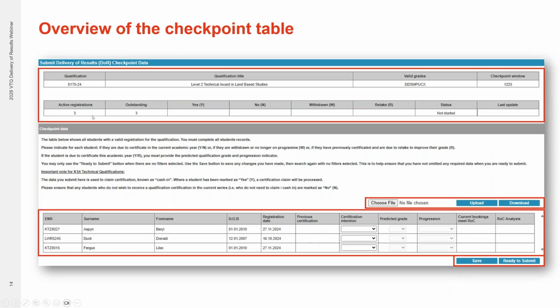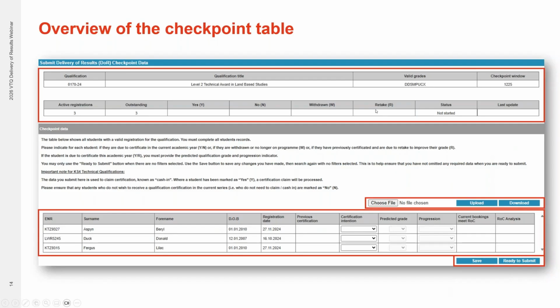Moving on to this table down here, we've got the number of active registrations of students on this qualification. As you can see, there are 3 students in the table at the bottom there. We've got the number of students outstanding, so that's the number of students where you still need to complete the data submission. As you can see there, no data has been submitted. The number that have been submitted as yes, which means they are intending to certificate and achieve their qualification in August. The number submitted as no, which means they aren't intending to certificate and achieve their qualification in August. The number submitted as withdrawn, where they've withdrawn from the qualification. And the number submitted as retake.